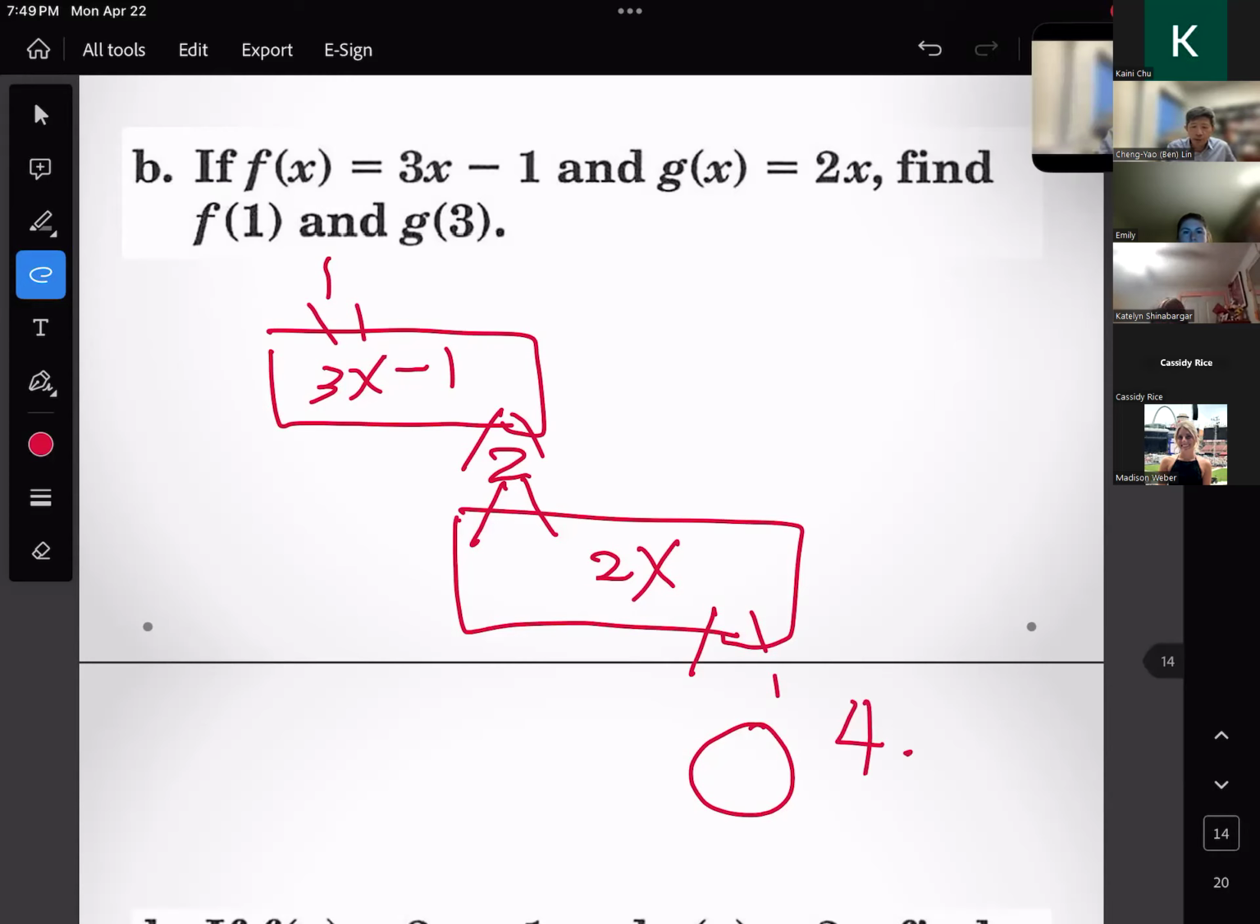Can we try another one? How about 3? 16. All right. So you put in 3 times 3 minus 1. 3 times 3 is 9. 9 minus 1 is 8. 8 times 2 is 16. Very good. Yes. So this function machine, in mathematics, we will have this.